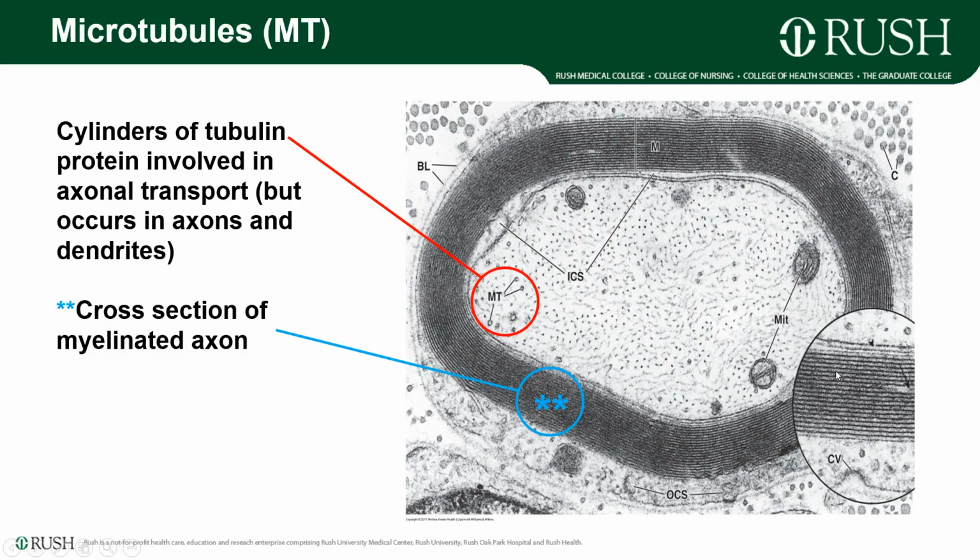The microtubules are these cylindrical tubulin proteins involved in the axonal transport, and they occur in the axons and the dendrites, and they move material from one part of the axon to another. In this particular figure, you can see the microtubule shown as these dots. You also notice, since it's a cross-section of the axon, you are seeing these concentric rings of myelin, which we will see in more detail a little bit later.